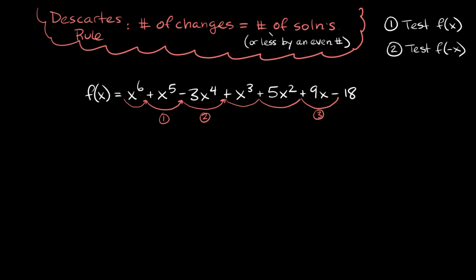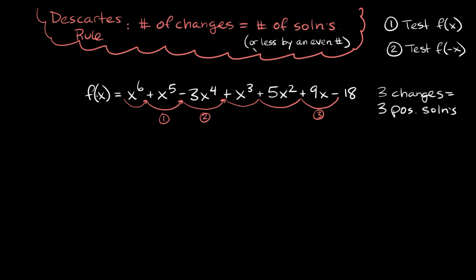So number of changes is equal to number of solutions. Okay, whenever we test f of x, this gives us the number of positive solutions, right? Because x over here is positive, right? So again, number of changes is equal to number of solutions. So here we would say that 3 changes is equal to 3 positive real solutions.